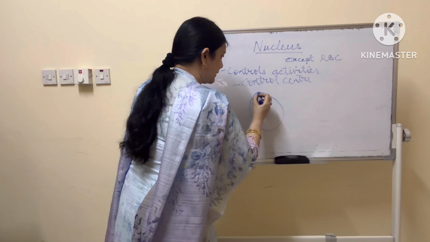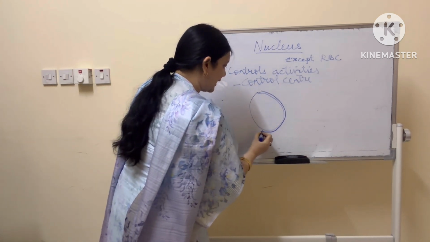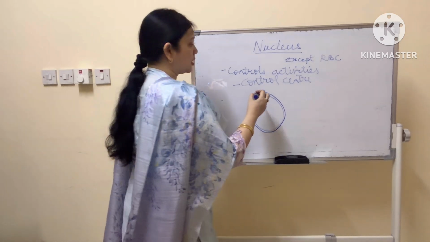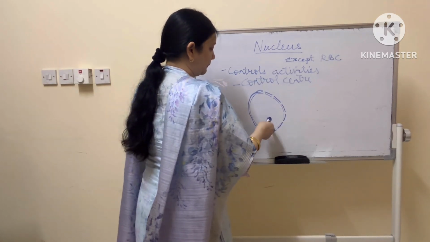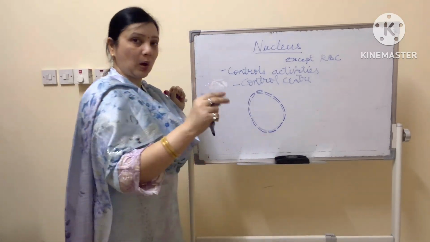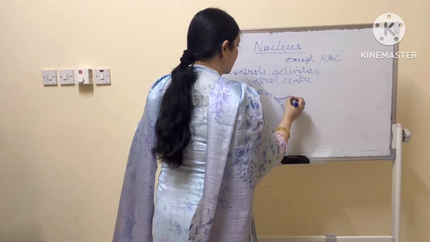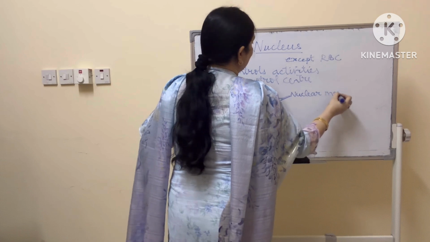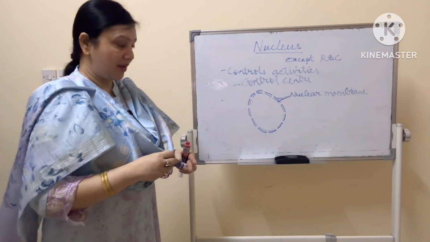Now this is a nucleus. It has a double membrane. Just like the cell has a double membrane, in the same way this nucleus also has a double membrane, and there are gaps in this membrane so that things can move easily across the nucleus and cytoplasm. So this double membrane is called the nuclear membrane. Just like the cell has a cell membrane, the nucleus has a nuclear membrane.